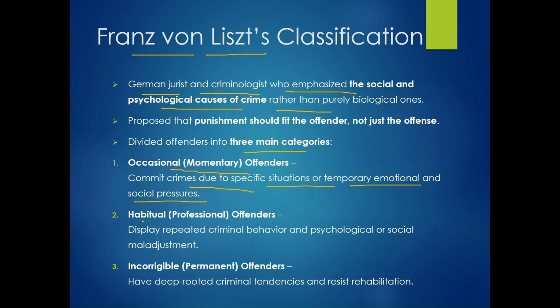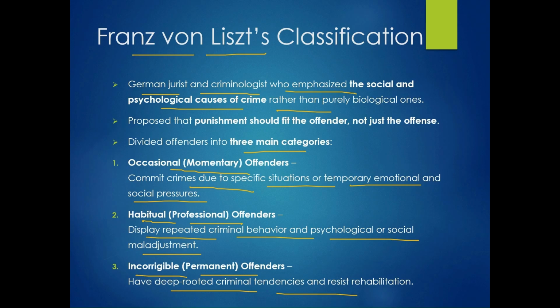The second group we have is the habitual or professional offenders. They display repeated criminal behavior and psychological or social maladjustment. So these are the people who show repeated criminal behaviors and they need long-term rehabilitation to be reformed. They can be reformed, but it's not an easy process. And finally, the last one is the incorrigible or permanent offenders. They have deep-rooted criminal tendencies and resist any rehabilitation. They also show repeated criminal behavior, right? And with deep-rooted criminal tendencies. And they don't want to get reformed also.